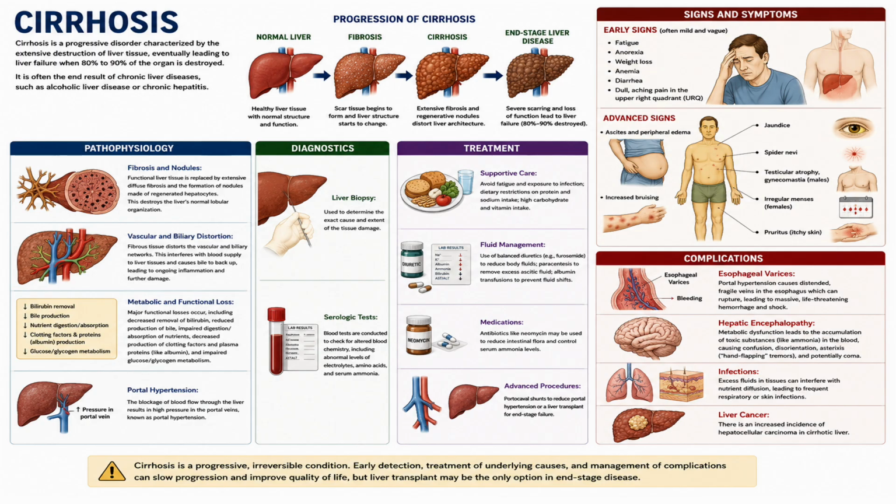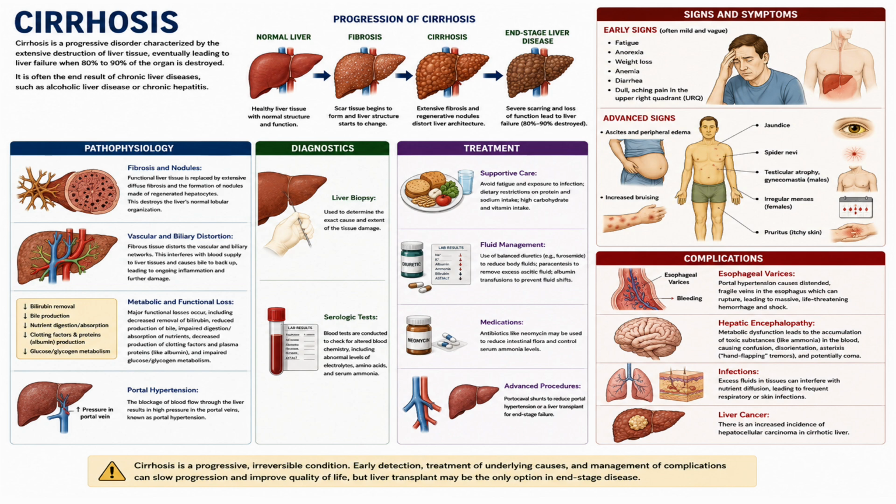Now, this fibrous tissue distorts the biliary and vascular networks as well, causing the bile to back up and blood flow to be obstructed. This can lead to portal hypertension, which is very severe. Consequently, major functional losses can also occur, including impaired bilirubin conjugation, reduced bile production, and a decrease in vital clotting factors and plasma proteins like albumin.